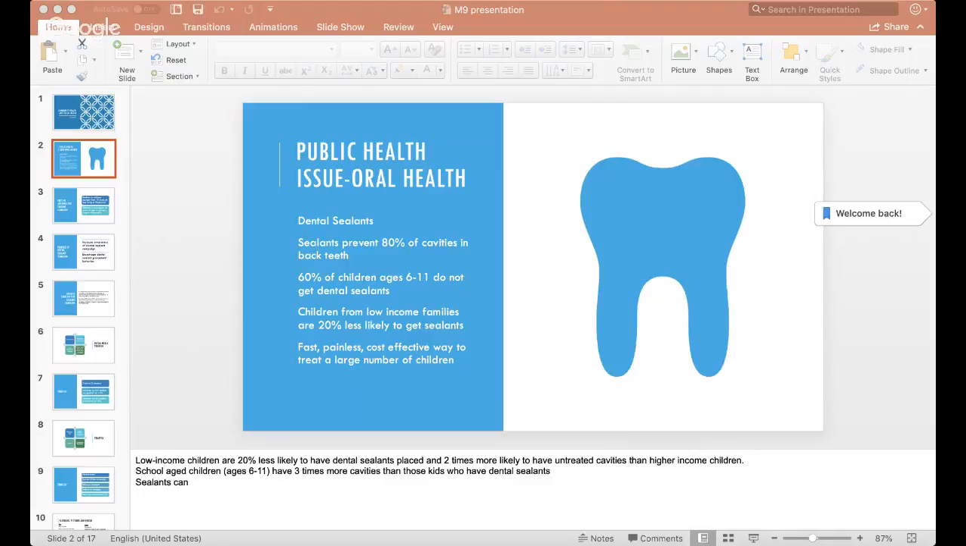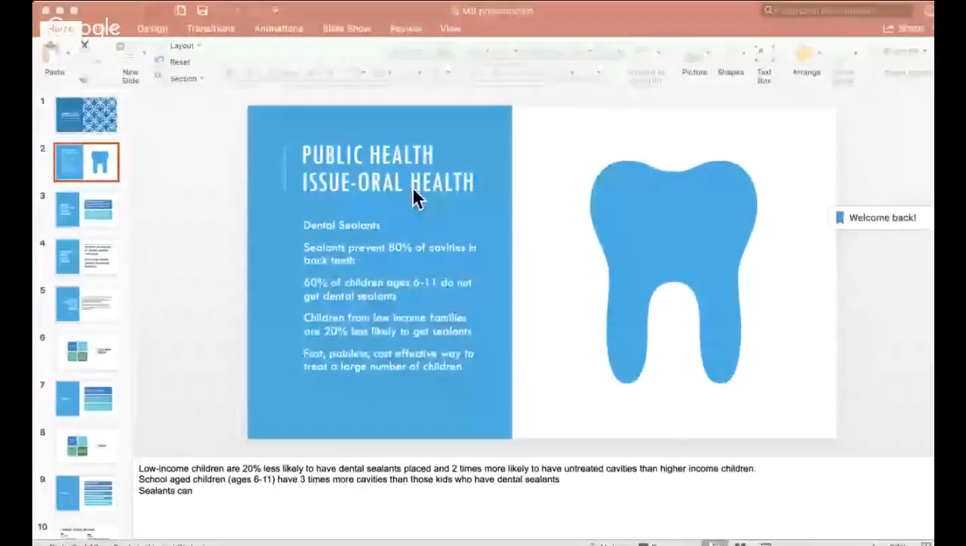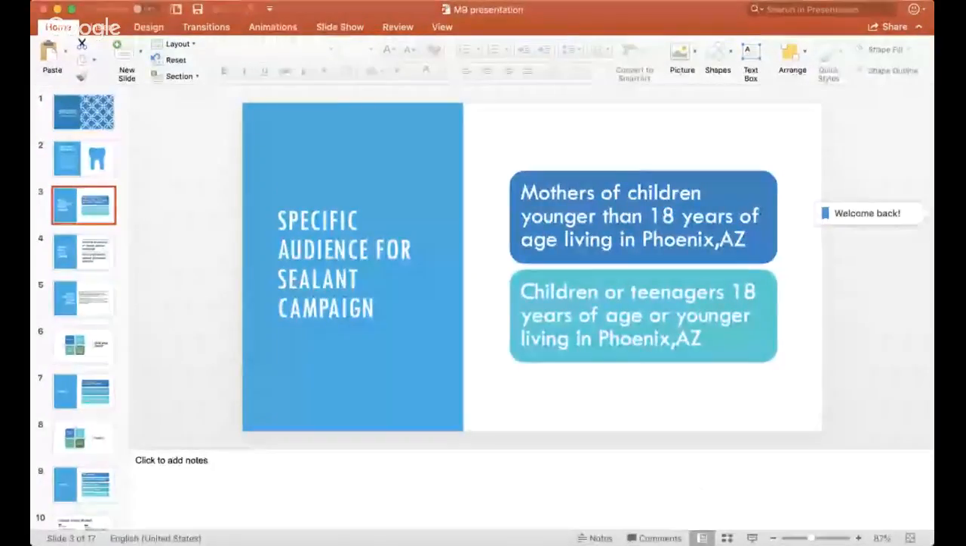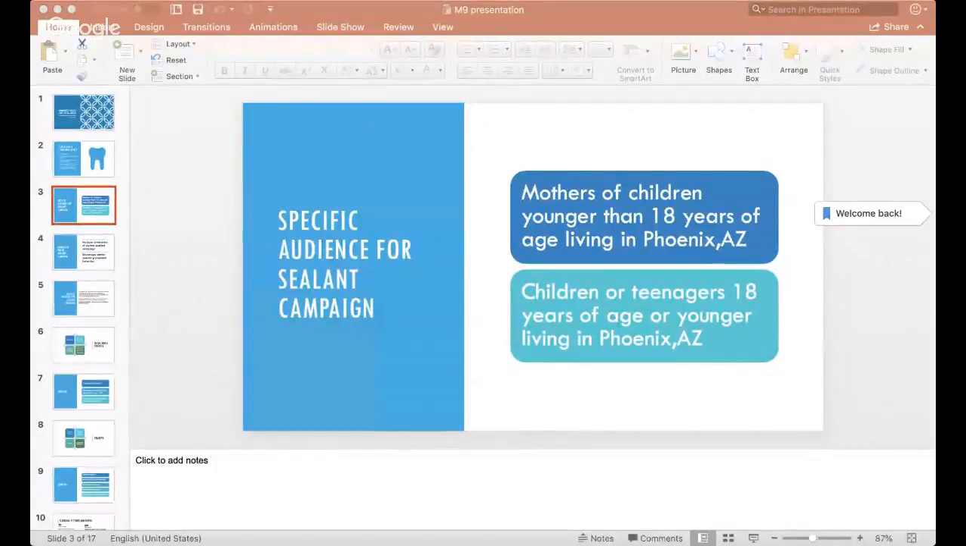Low-income children are 20% less likely to have dental sealants placed and 2 times more likely to have untreated cavities than higher-income children. School-age children, age 6 to 11, have 3 times more cavities than those children who have dental sealants. And sealants can really help improve the oral health of these environments and these demographics. And that's what really inspired me to bring about an oral health campaign.